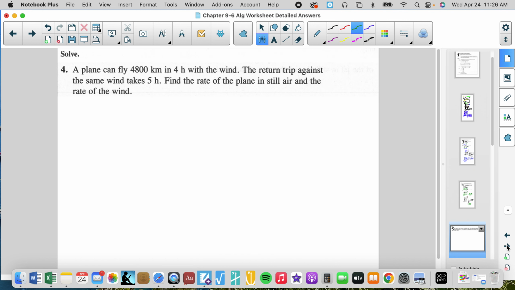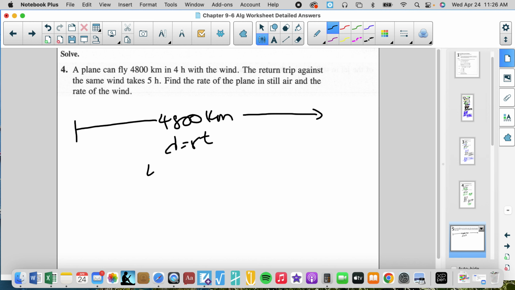Find the rate of the plane in still air and the rate of the wind. Same thing. A plane can fly 4,800 kilometers in 4 hours with the wind. Distance equals rate times time. 4,800 is the distance. The rate is with the wind. That rate of speed includes the wind. That's why we add it to the R, times the time, which is 4.